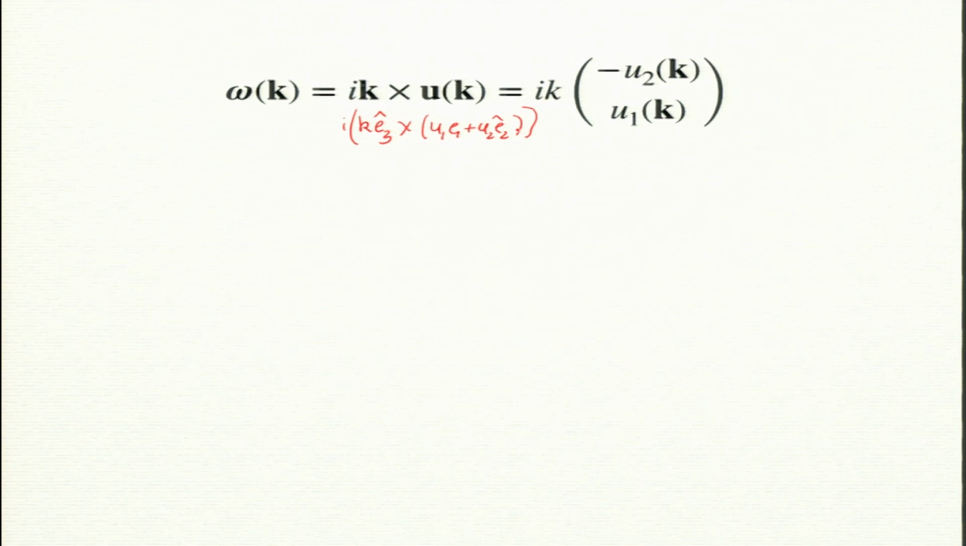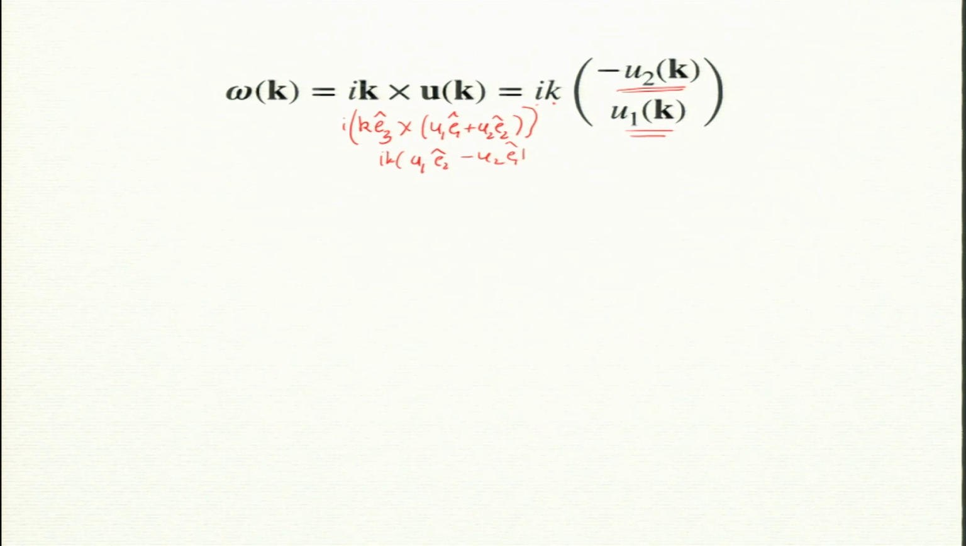So, what is e3 cross e1? Plus e2 or minus e2? Plus, cyclic, 3 1 2. So, that gives you u1 e2. And e3 cross e2 is minus e1, going anticyclic, so put a minus sign: minus u2 e1. So, i k u1 will be minus u2 k, and the e2 component is u1 k. They are flipped with a minus sign.